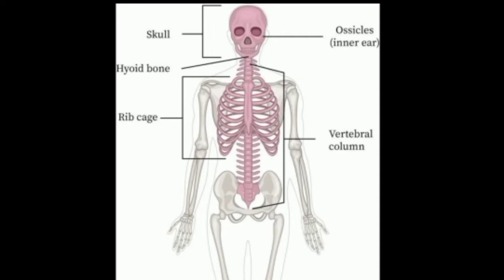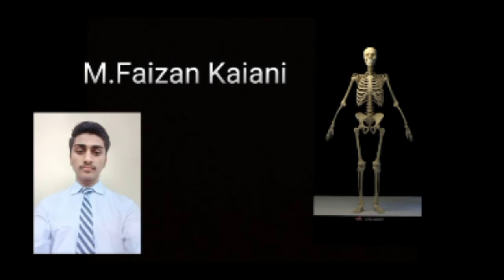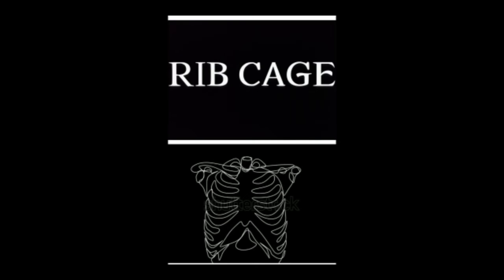Starting with the axial skeleton, you can see the axial skeleton on the screen, which is in pink color and includes cranium, vertebral column and rib cage. Now that my companion Mr. Faizan has already given a brief introduction to the cranium, so I will directly jump onto the rib cage.